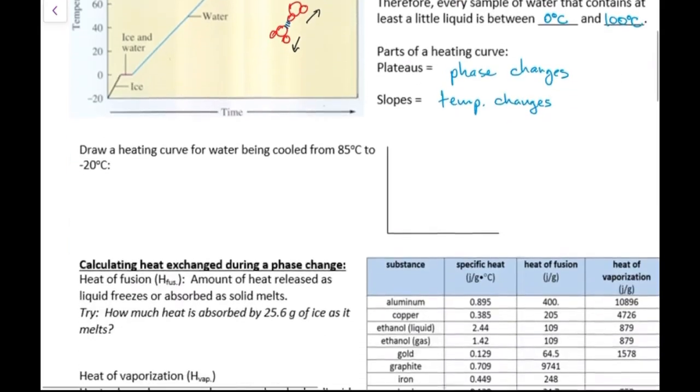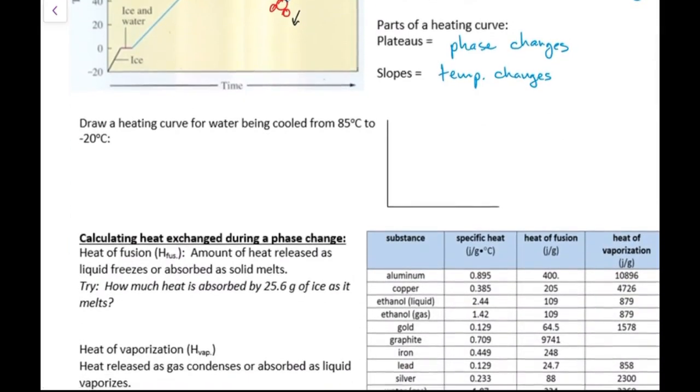Okay. So how do we draw a heating curve for water being cooled from 85 degrees Celsius down to negative 20? Here's how I approach these problems. Put your starting temperature, and we're just roughly sketching this. It doesn't have to be perfect. We're not using real graph paper or anything. I just want to say, okay, where's it starting? Where's it stopping? And then what's it going to look like in between?